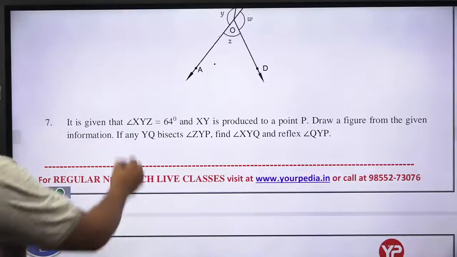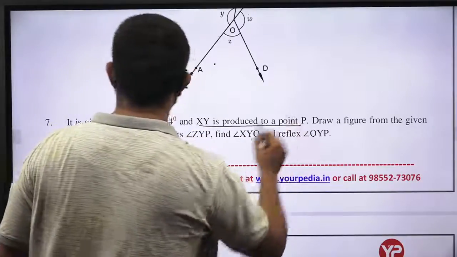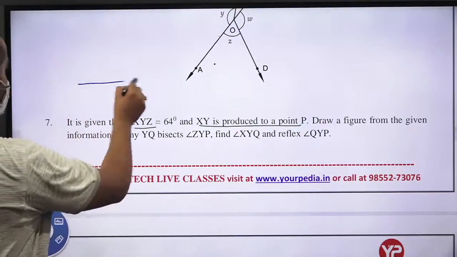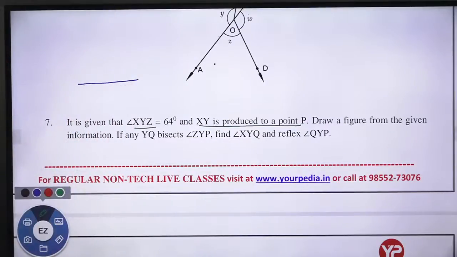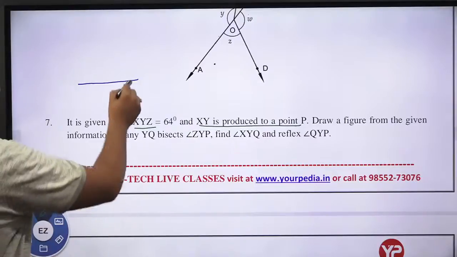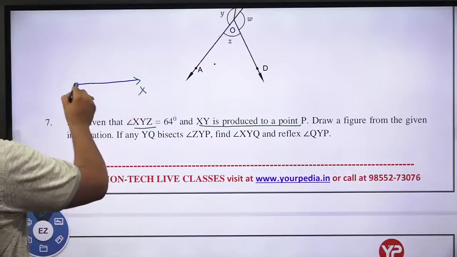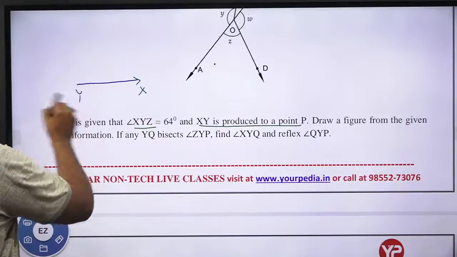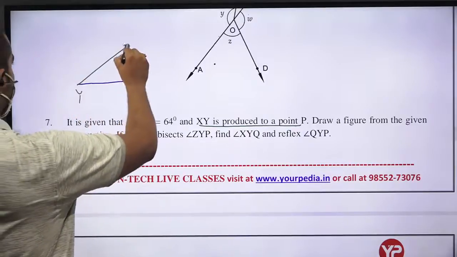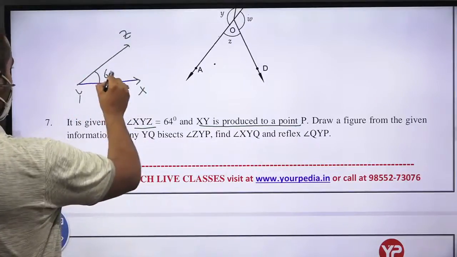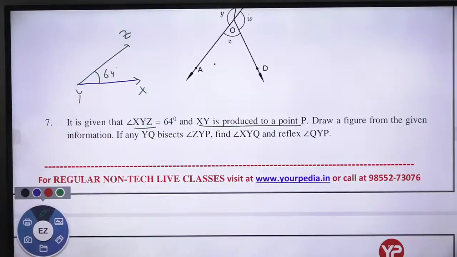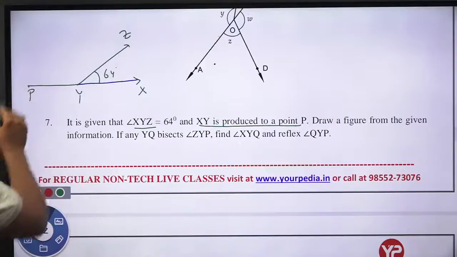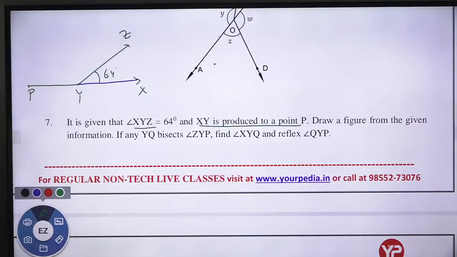Angle XYZ is 64 degrees and XY is produced to a point P. See, XYZ is 64 degrees, so that means it is an acute angle. Let's say this is X, and this point is Y, and this is Z, and this is 64. XY is produced to a point P. Let's say this is P here. Draw a figure from the given information.